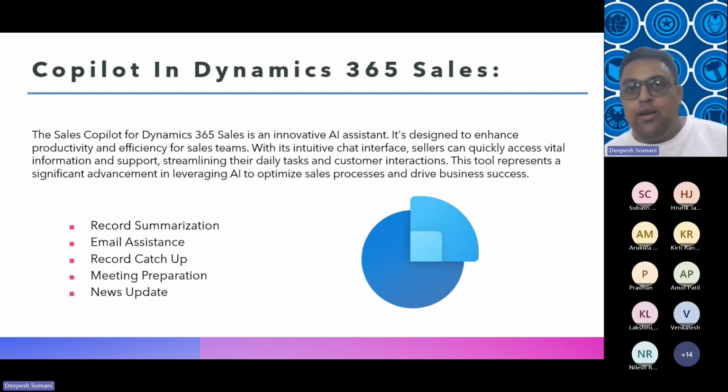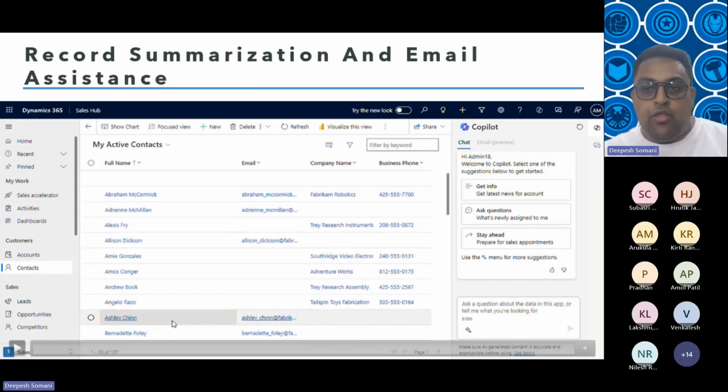These kinds of features are pretty useful when you're going on certain meeting with the customer. You are on the move. You have to quickly open up your sales app and you're getting an update. Okay, what is going on around this particular industry or around this customer? So these kinds of AI enhanced features are available. We will first see record summarization and email assistance live here.